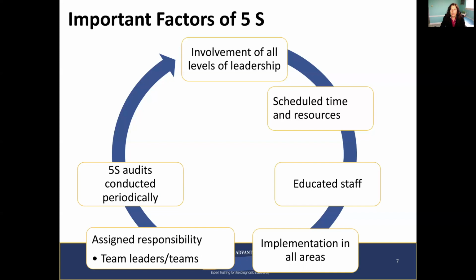And then 5S is conducted periodically. So we want to make sure that we not just do it this Saturday or this Friday, but we actually roll out 5S maybe once a month, or some organizations have 5S Fridays, something like that, where we're continuously working on it and auditing it. And then rewarding, and we talked about that. We want to be able to reward staff for their hard work, and they're going to continue to be involved in 5S. So it's nice to reward them for their effort.